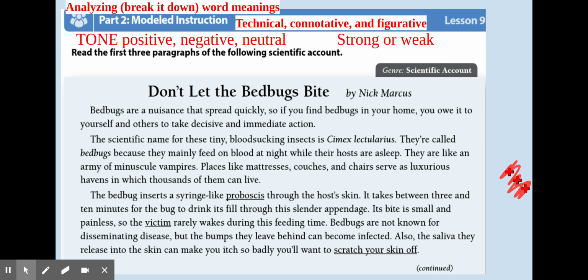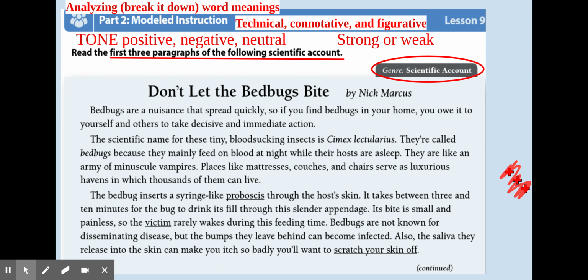So when we're going to look at our directions, because we want to go in chronological order down our page, it tells me to read the first 3 paragraphs of the following scientific account. Well, I want to make sure that I'm underlining first 3 paragraphs of a scientific account. And then that's going to lead me to circling the fact that you're reading a scientific account.